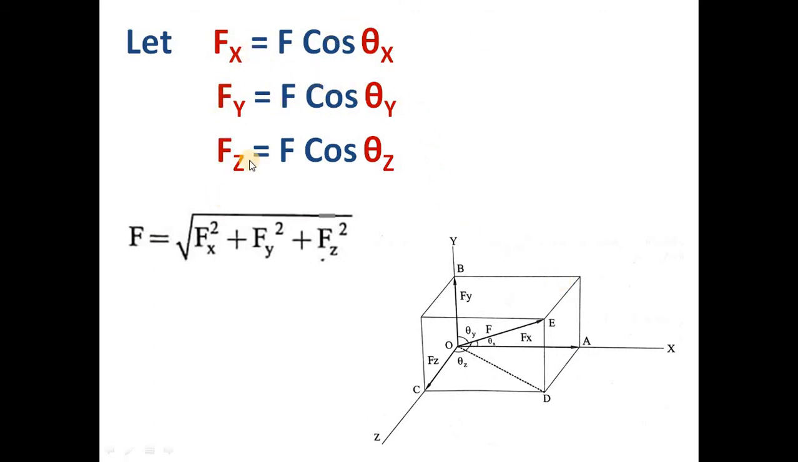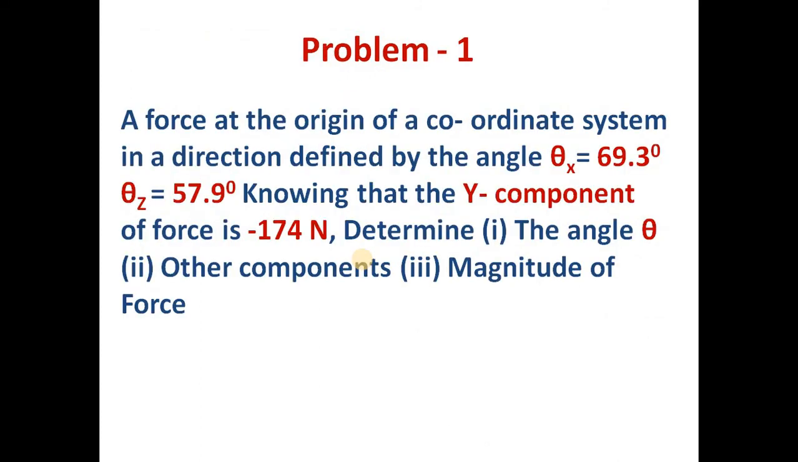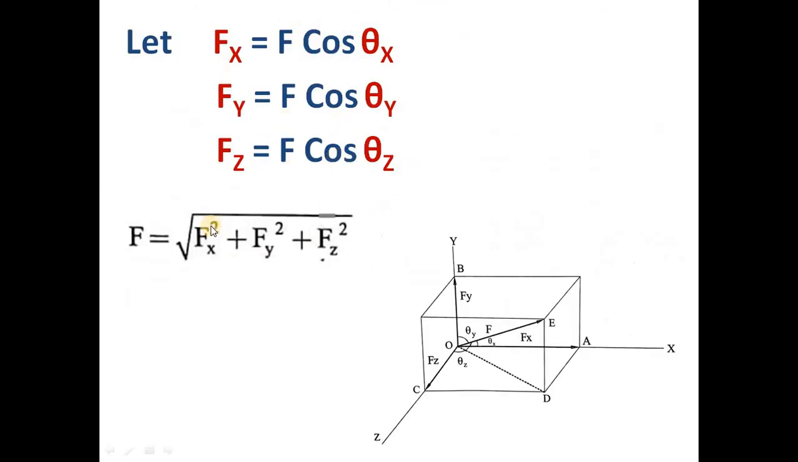Similarly, we can find the component forces. If F and these angles are known, we can find the component forces. The magnitude of Fx can be found using F cos theta x. Similarly, Fy equals F cos theta y, and Fz equals F cos theta z. As we discussed earlier, if these component forces are known, we can find F using the formula root of Fx square plus Fy square plus Fz square. Using these three relations, we can solve the problems.